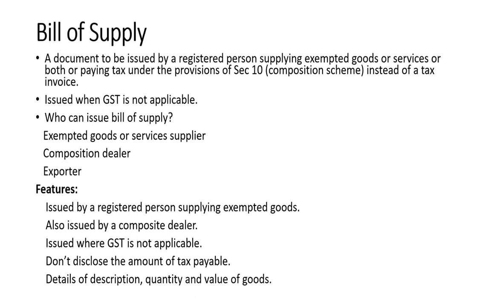In other words, it is issued when the GST is not applicable. That means if the GST is not chargeable on the supply of a particular type of goods, in such a case the bill of supply will be raised in the name of the recipient. So it will be issued by the dealer who is involved in supply of exempted goods or services, and it is issued by a composite dealer and even by an exporter. So now let us look into certain features here.